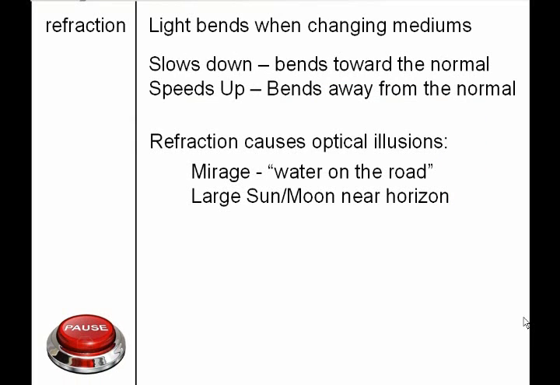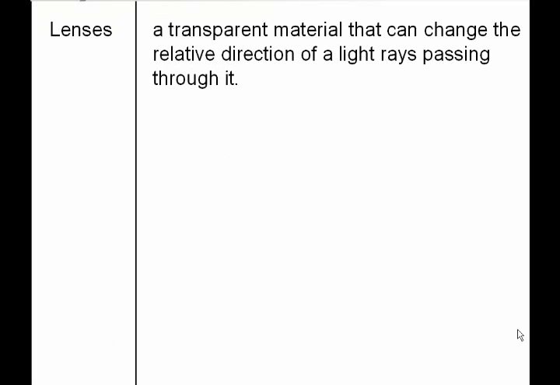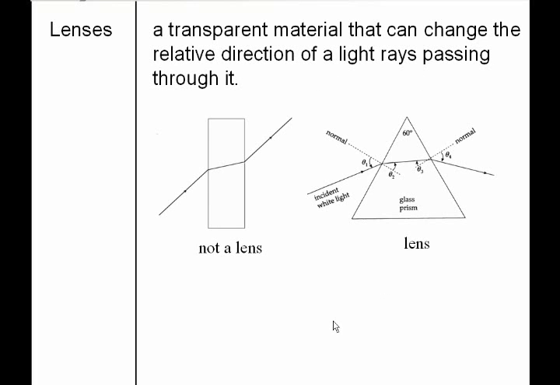All right, pause and copy. Lenses are defined as a transparent material that change the relative direction of the light rays. Remember when we did these diagrams last week, the one that had parallel sides did not really change the direction of the light, it still came out parallel, so that's not considered to be a lens. The lens is something that alters the original path of the light ray.